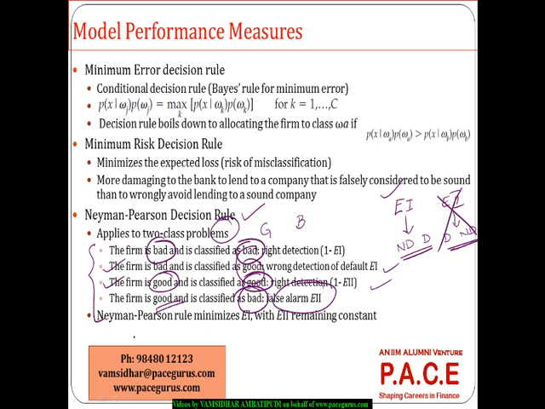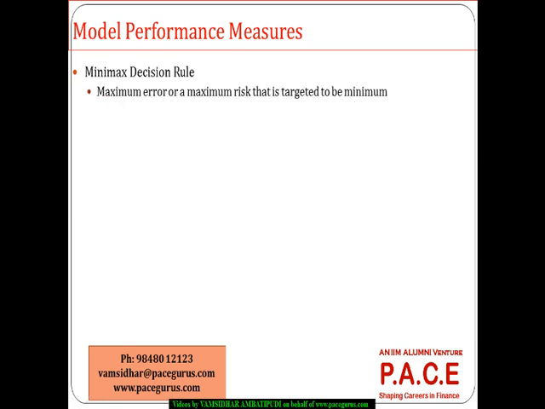Now, the intention of the Neyman-Pearson rule is to try minimizing the type 1 and type 2 errors, or within that, try minimizing the type 1 error because that is the more severe kind of error, with the type 2 error remaining constant. Generally, if your type 1 is decreasing, type 2 can increase and vice versa. But the Neyman-Pearson rule majorly focuses on minimizing the type 1 error, keeping the type 2 error constant. So that is one more measure that we can look at.